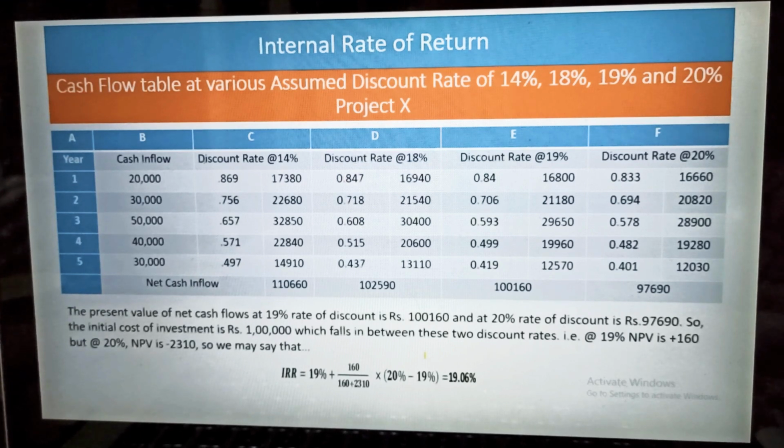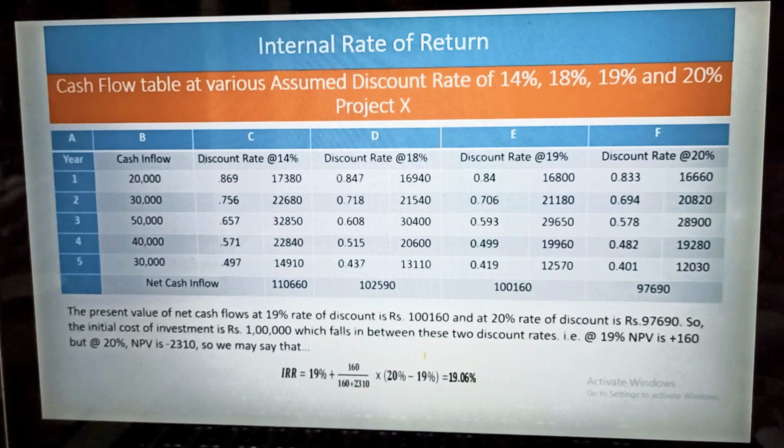In case of equal inflows, let's have an example. You have an initial outlay of rupees 50,000 and estimated annual cash inflow of rupees 12,500, and the life of the asset is 5 years. You have to calculate the present value factor, which is equal to initial outlay divided by annual cash flow. So you divide the initial outlay, 50,000, by the annual cash flow, 12,500. Then your present value factor would be 4. So this is simple when your annual cash flow is equal.